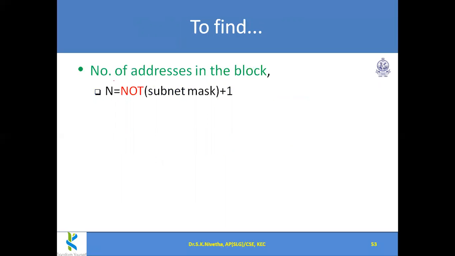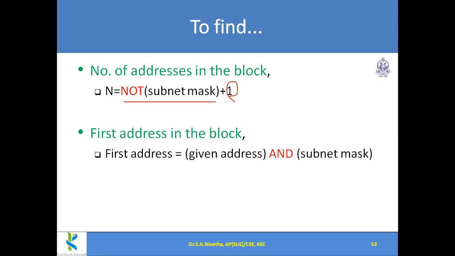So in another way, how do we find the number of addresses in the block? If the subnet mask is known, then take the NOT of the subnet mask, negate all the bits, then the decimal value is added with 1. For example, if the NOT of the subnet mask, the decimal value, is 15, plus 1, that is 16. So that will be the number of addresses.